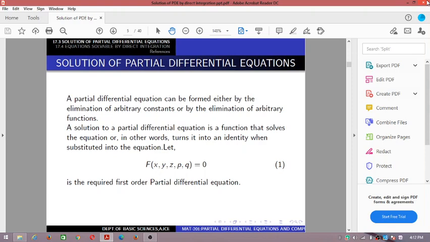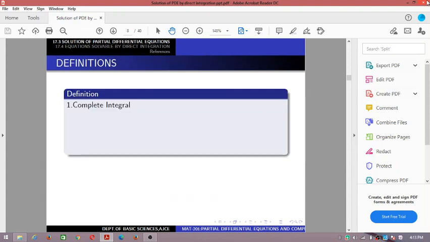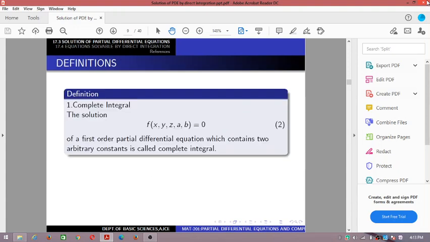Let us consider the partial differential equation F of x, y, z, p, q is equal to 0 as the required first order partial differential equation. We categorize the solution of equation 1 into 4 types. The first one is complete integral. The solution f of x, y, z, a, b equal to 0 of a first order partial differential equation which contains two arbitrary constants is called complete integral.